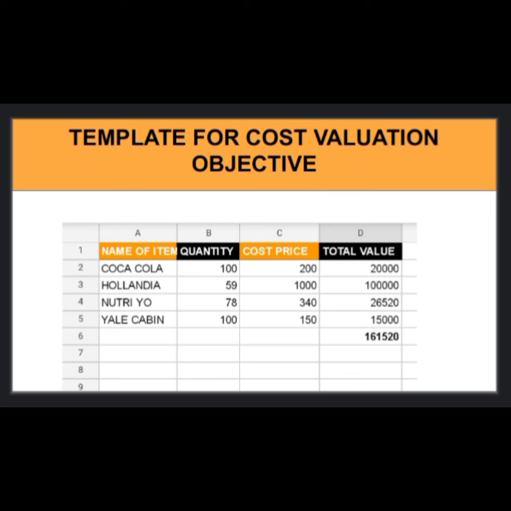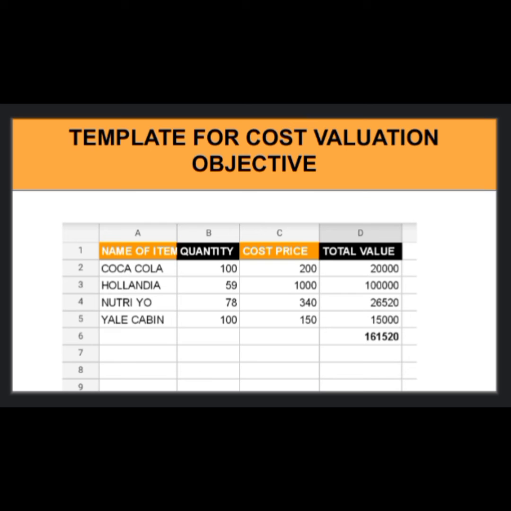Okay, so we have Hollandia, and how many quantity of it? 59. So you can see the quantity, you can see the cost price 1000, and you can see the total value. We have Nutruyo, the quantity is 78. The cost of getting one of these Nutruyo is 340. Multiply it by 78, and you see the total value.